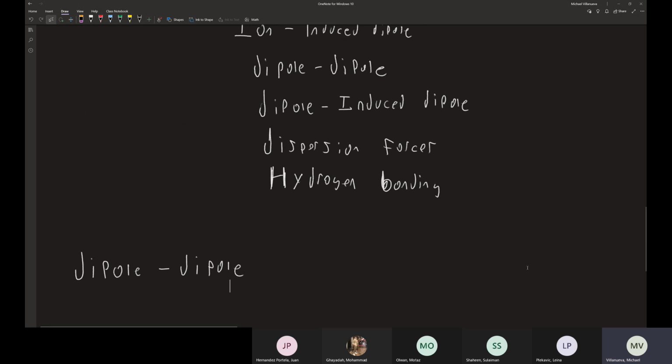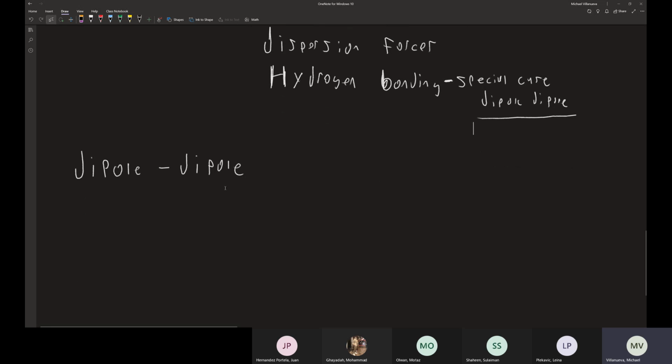Now I want to actually state right here, special case dipole-dipole. So hydrogen bonding is a special case of a dipole-dipole interaction. So let's go over a dipole-dipole interaction just in general right now. And I know these D's look like J's, so let me fix that.